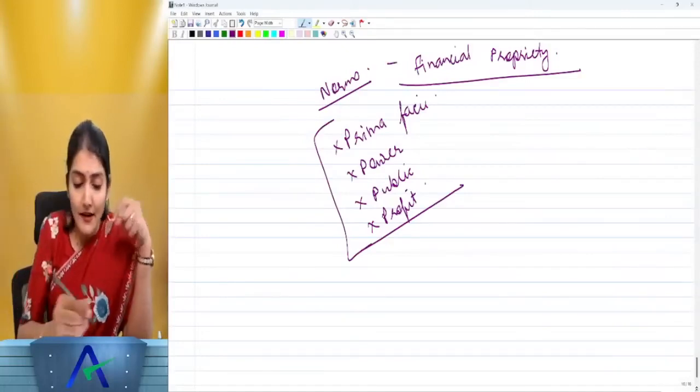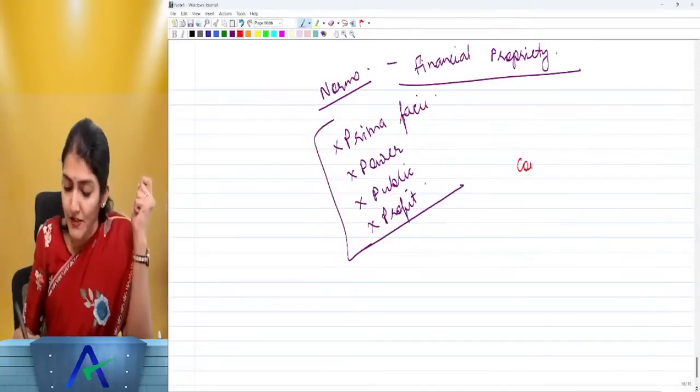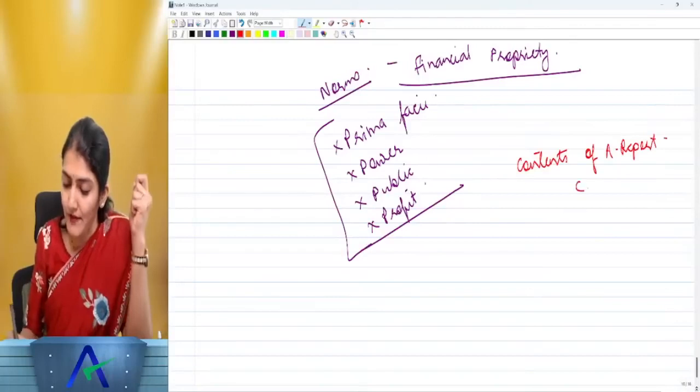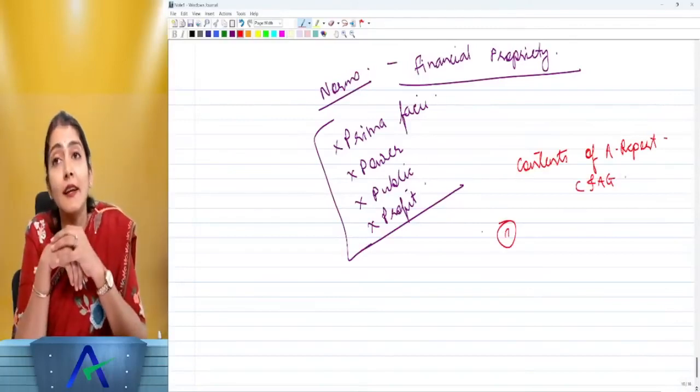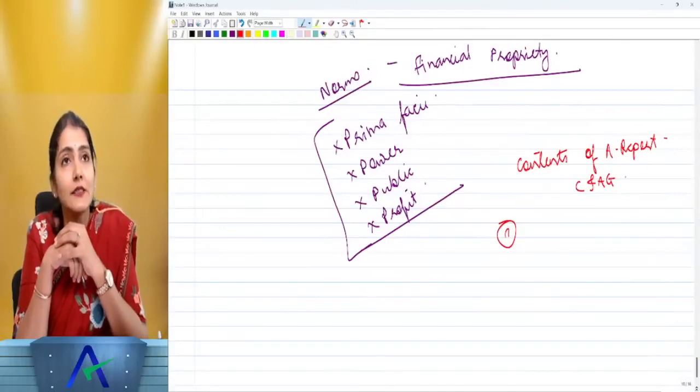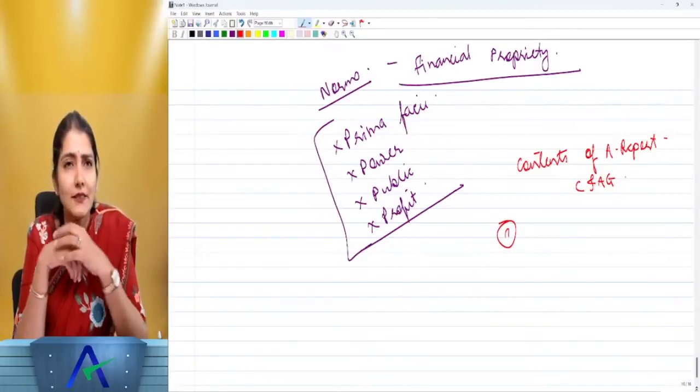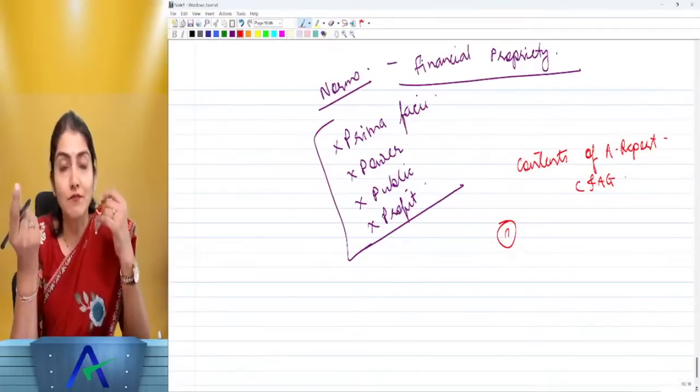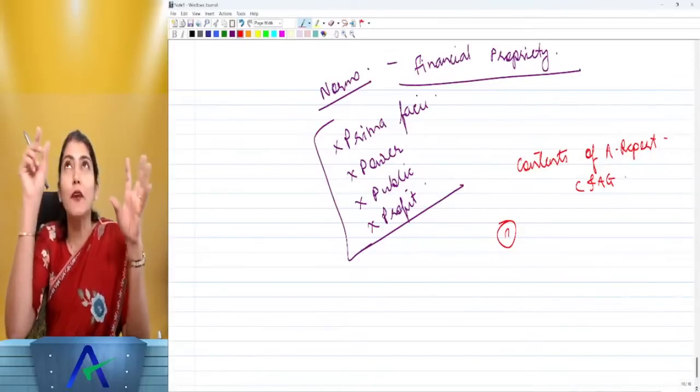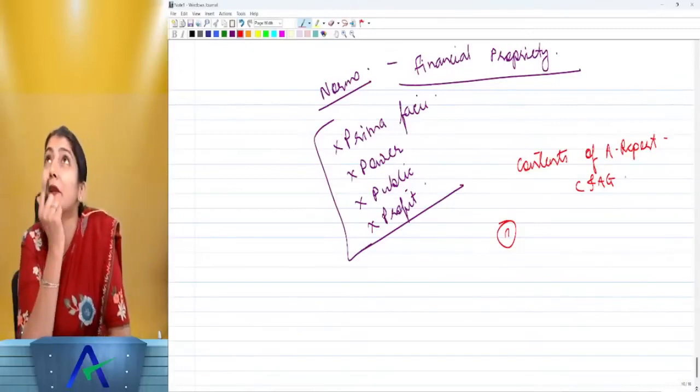Okay, what are the contents of the audit report of CAG? This question has been asked three times in your exams. Contents of the audit report of the CAG. Exam will be like this, you'll be seeing a question over there, contents of audit report of CAG, and then you have to write down.